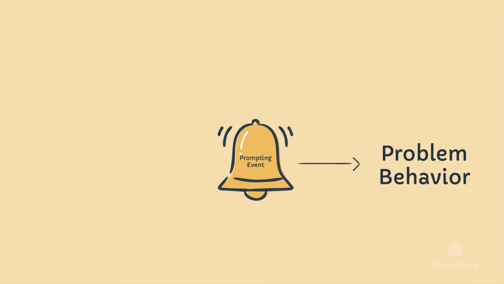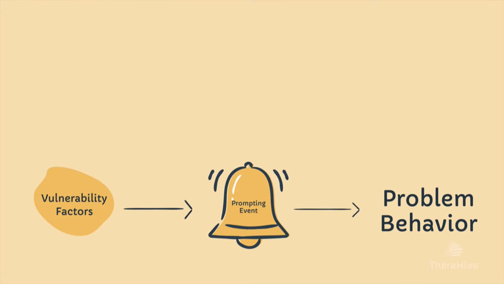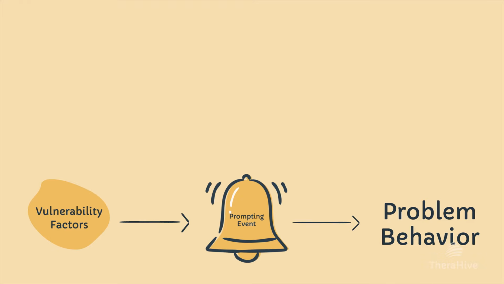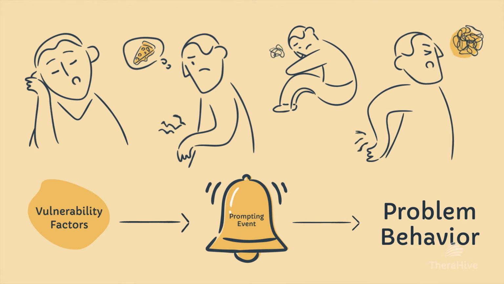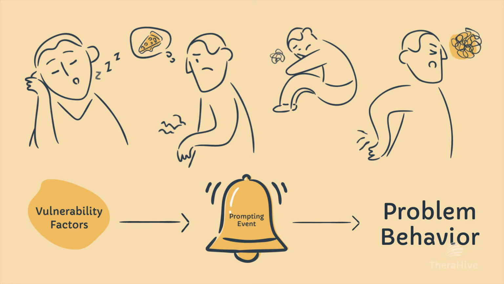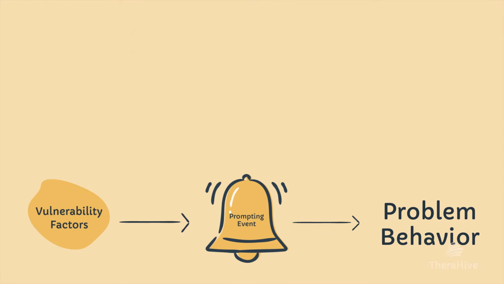Even earlier than the prompting event, we can identify vulnerability factors. Vulnerability factors refer to anything that makes us vulnerable to the prompting event in that instant. Being tired, hungry, lonely, in physical pain are examples of common vulnerability factors.